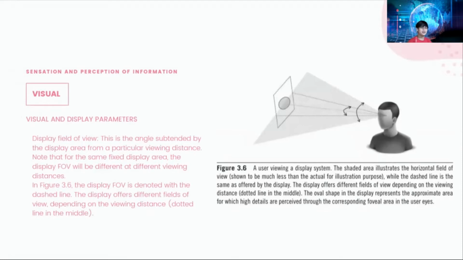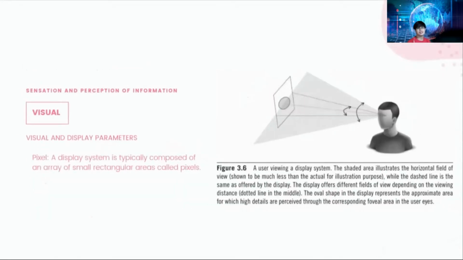Okay, and then display field of view. In the display field of view, when it comes to the visual and display parameters, this is the angle subtended with the display area from a particular viewing distance. Note that for the same fixed display area, the display FOV will be different at a different viewing distance. So again, in figure 3.6, the display FOV is denoted with the dashed line. The display offers different fields of view depending on the viewing distance, or the dotted line in the middle. So that is the display field of view.